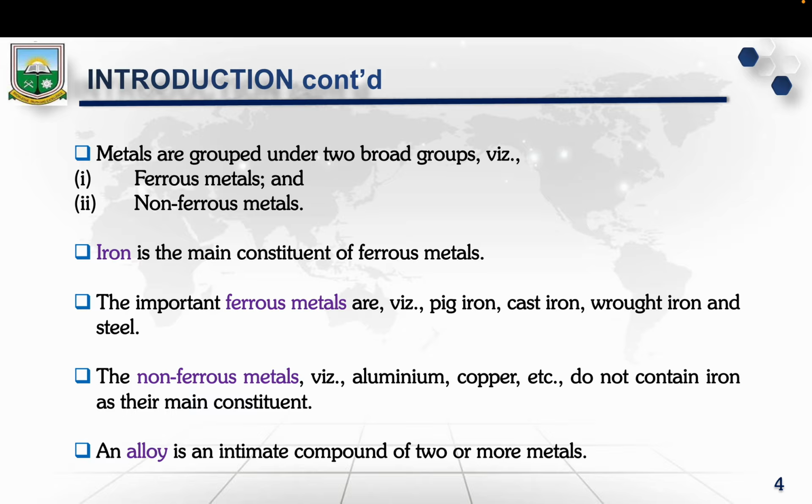But aside from ferrous metals, you also have non-ferrous metals. Non-ferrous metals are metals that do not have iron as their main component. Examples are aluminum, copper, and zinc. They are mainly known for being lightweight, corrosion resistant, and more conductive compared to the ferrous metals.